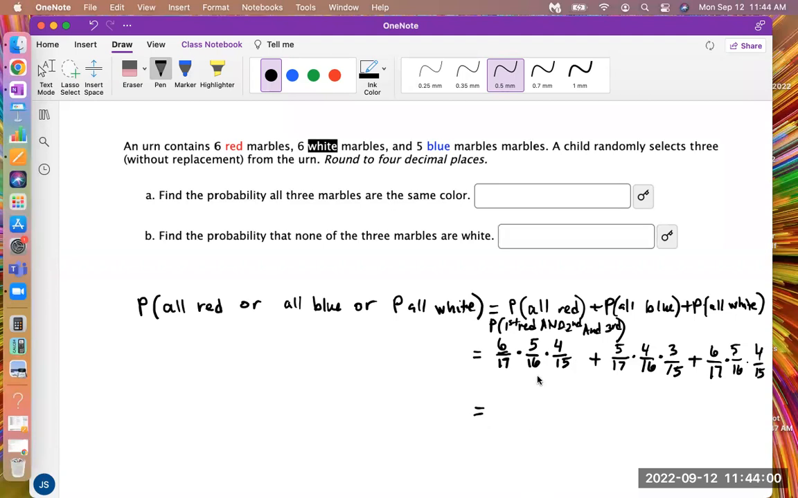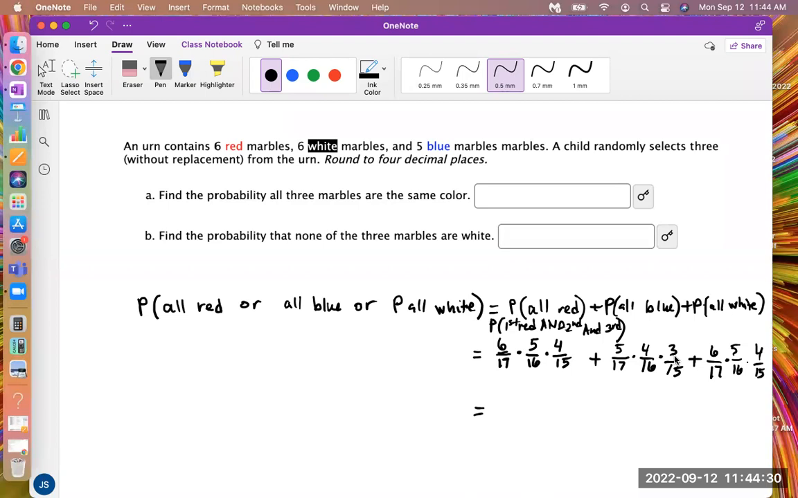So, good thing the denominators here are all going to be the same, because it's just 17 times 16 times 15. That is the denominator for all three of these things that we're going to be adding together. And that's how we multiply fractions, by the way. You multiply all the numbers in the numerator, get one numerator, multiply all the numbers in the denominator, get one denominator.